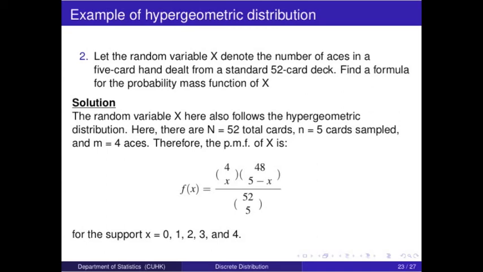For the second one, let the random variable X denote the number of aces in a 5-card hand from a standard 52-card deck. Find the formula of the probability mass function of X. As random variable X follows the hypergeometric distribution, we can substitute the parameters into the PMF of hypergeometric distribution and get the answer.